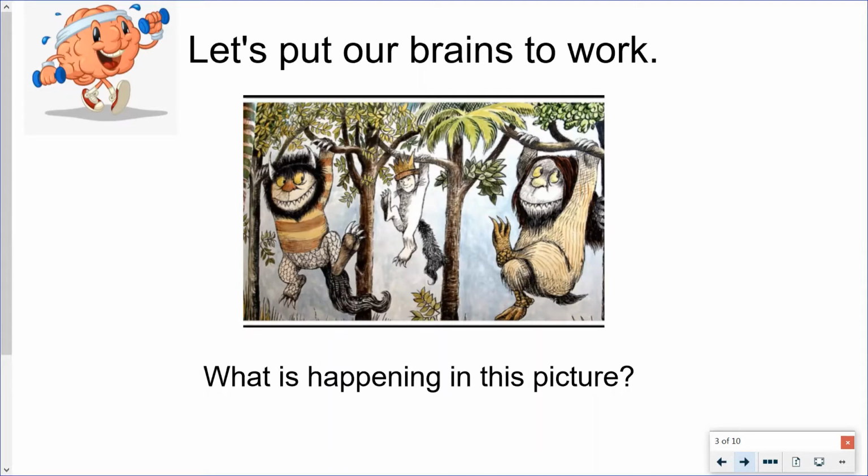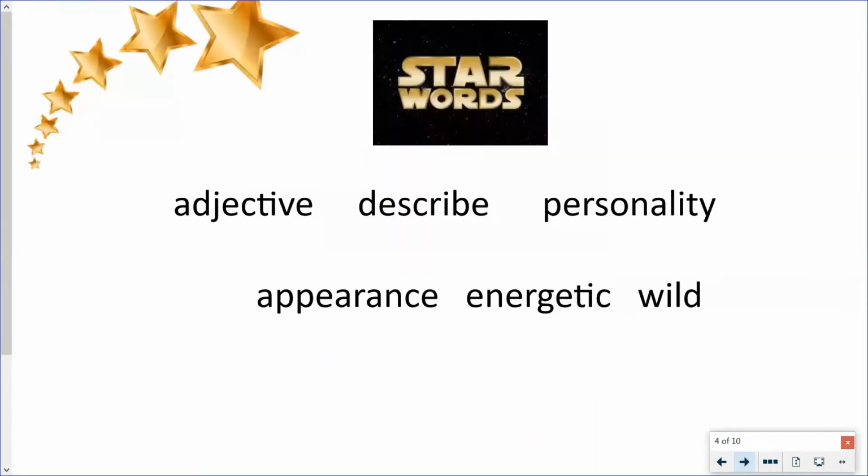Were you able to do that? Fantastic. So let's move on and have a look at our star words. My turn, your turn, my turn first. Adjective, describe, personality, appearance, energetic, wild.